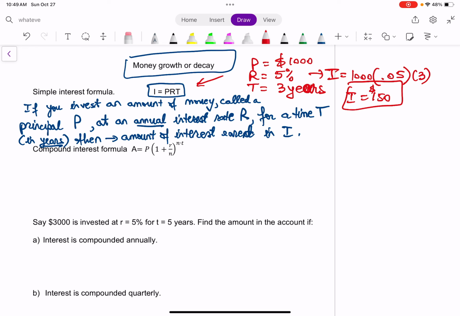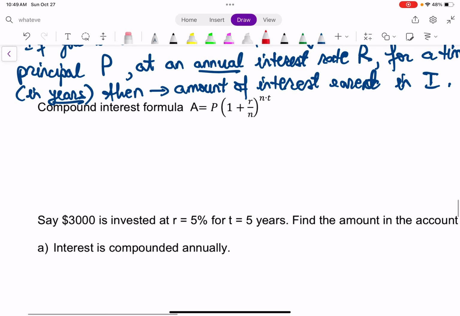So what happens is we can say we would like to start earning interest earlier, and then basically earning interest on the amount of interest we've earned. So that's what the compound interest formula does.